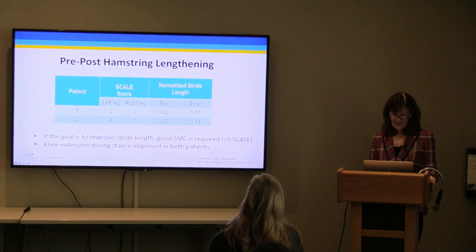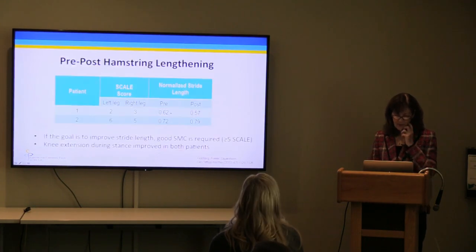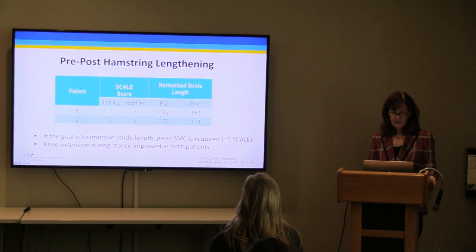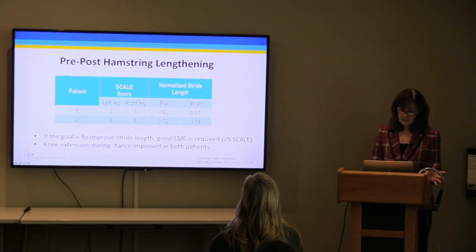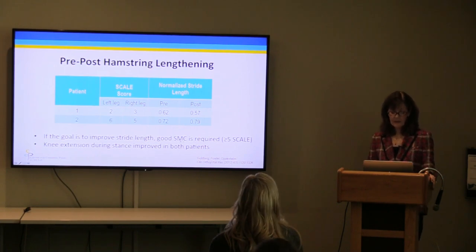And so when we looked post-hamstring lengthening, we found that this first patient with poor motor control, low scale scores of 2 and 3, did not improve step length and stride length. And our patient with good motor control, the second patient, was able to improve pre to post. So if the goal is to improve stride length, good selective motor control is required. And our studies have shown that you need probably a scale score of 5 or greater in order to show improvement.